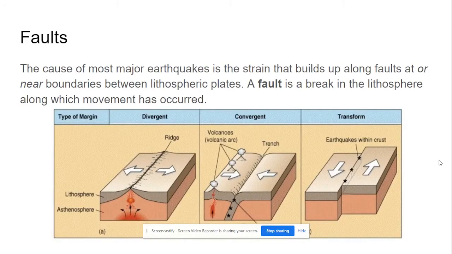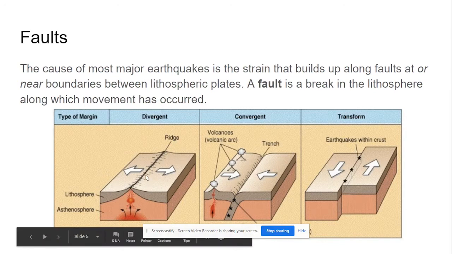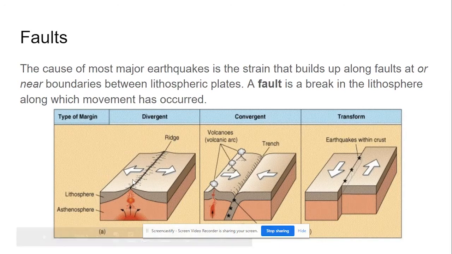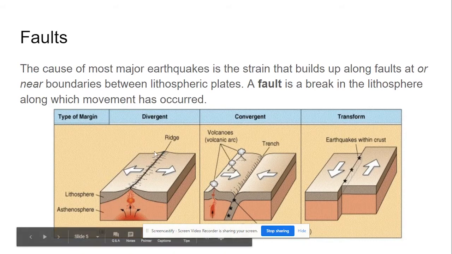And they occur at different kinds of faults. The cause of most major earthquakes is the strain, so the tension that builds up along faults or near boundaries between plates. A fault is what we call a break in the lithosphere, a break in the crust where movement has occurred. And we actually have three different kinds of faults that we talk about. We have them at divergent plate boundaries, where you've got two plates that are pulling apart. An example of this one would be like the Mid-Atlantic Ridge.